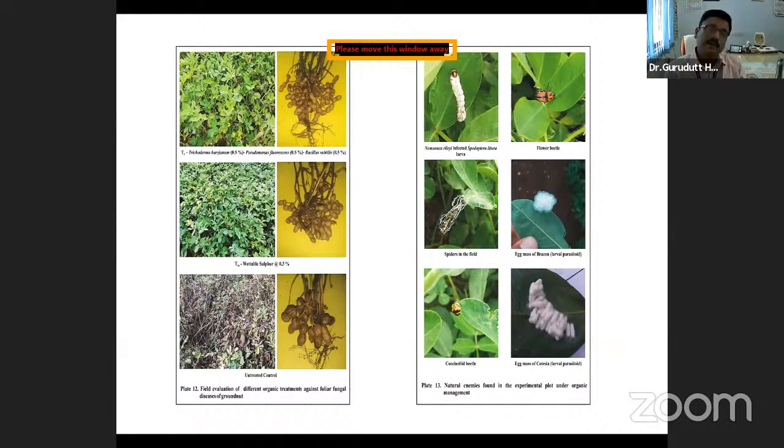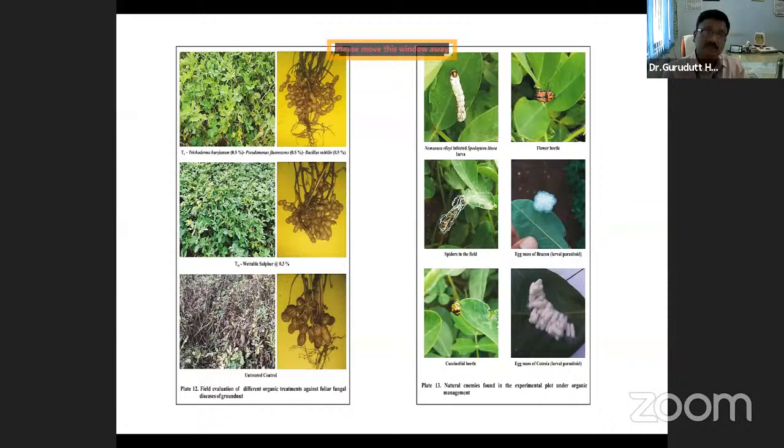Not only were the yield parameters increased, but also the natural enemies. This is very important here. Yesterday my colleague from Raichur was mentioning, there are so many predators in the ecosystem, and their role is very important to naturally manage the pests of most of the crops. And those predator populations will increase if you practice these biopesticides under an organic agriculture system.